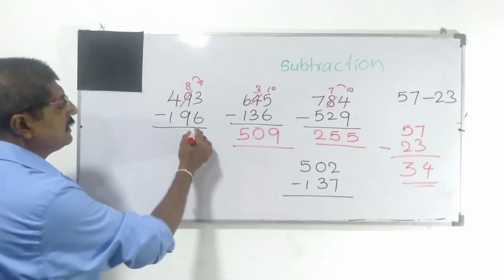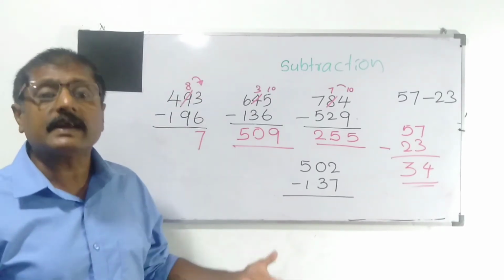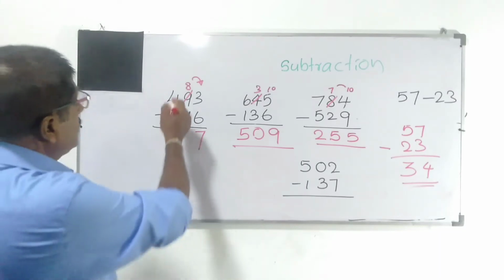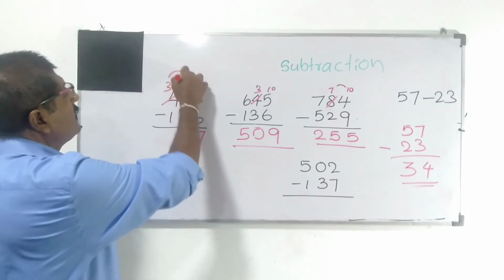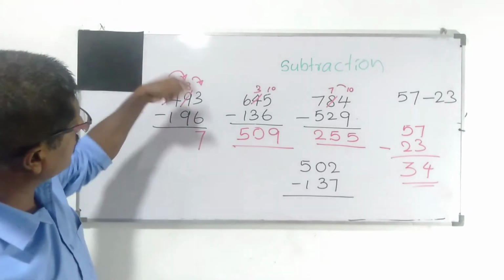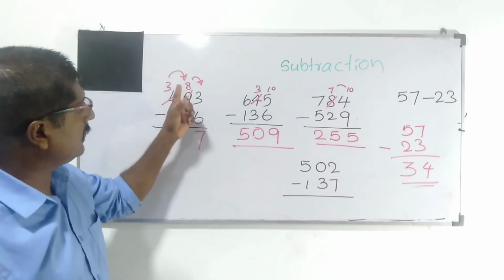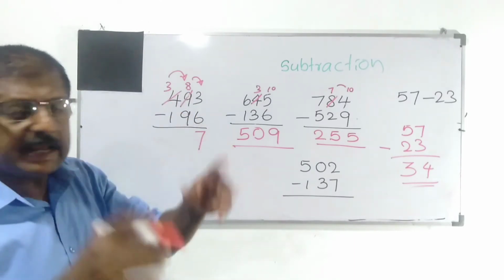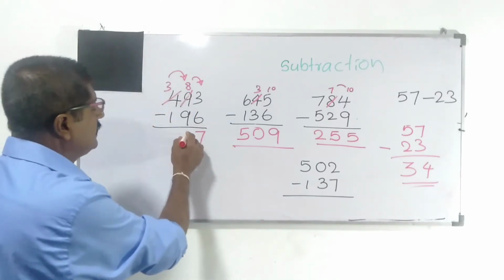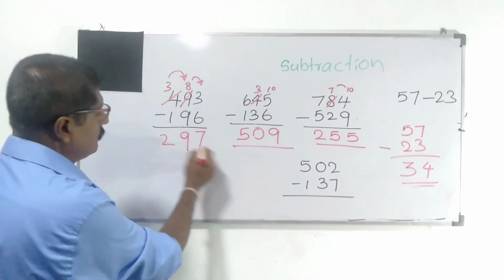That is 7. And again from 8, can you subtract 9? No. Then for that one again you will have to take 1 from the other side. Altogether there will be 18. One that comes from this side splits into 10, and the existing 8, altogether there are 18. From the 18 you subtract 9, the answer is 9. From 3 subtract 1, the answer is 2.